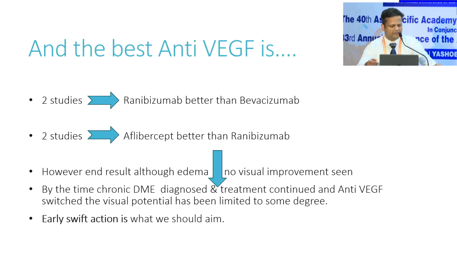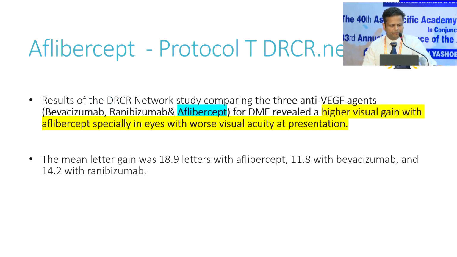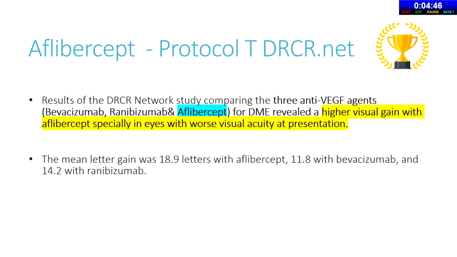However, at the end result, although the edema came down, there was no visual improvement that was seen. That means that by the time the chronic diabetic edema was diagnosed and the treatment was continued and anti-VEGF was switched, the visual potential had been limited to some degree. So that's why an early, swift action is what we should aim for. So what was the ultimate switch? In between bevacizumab, ranibizumab, and aflibercept, aflibercept definitely had a higher visual gain, especially in the eyes with worse visual acuity at the time of presentation.